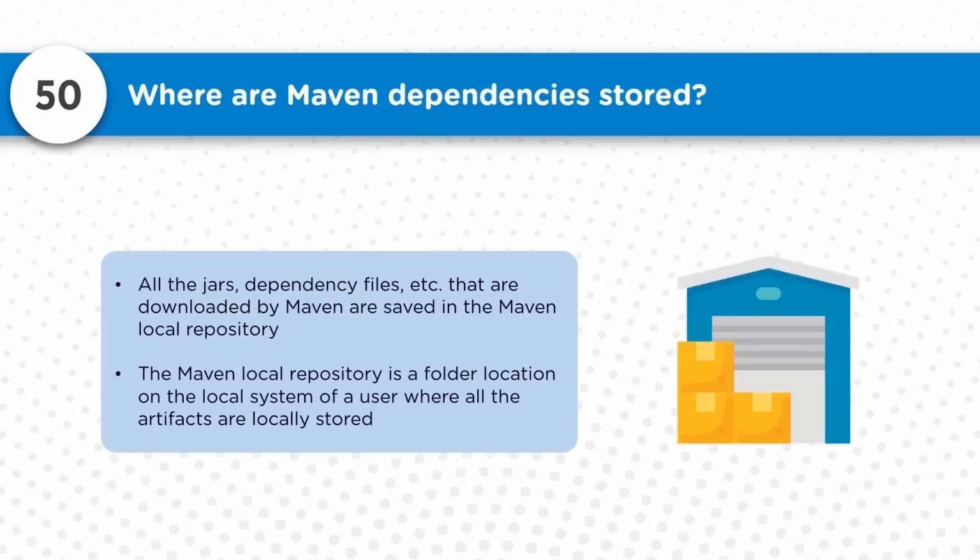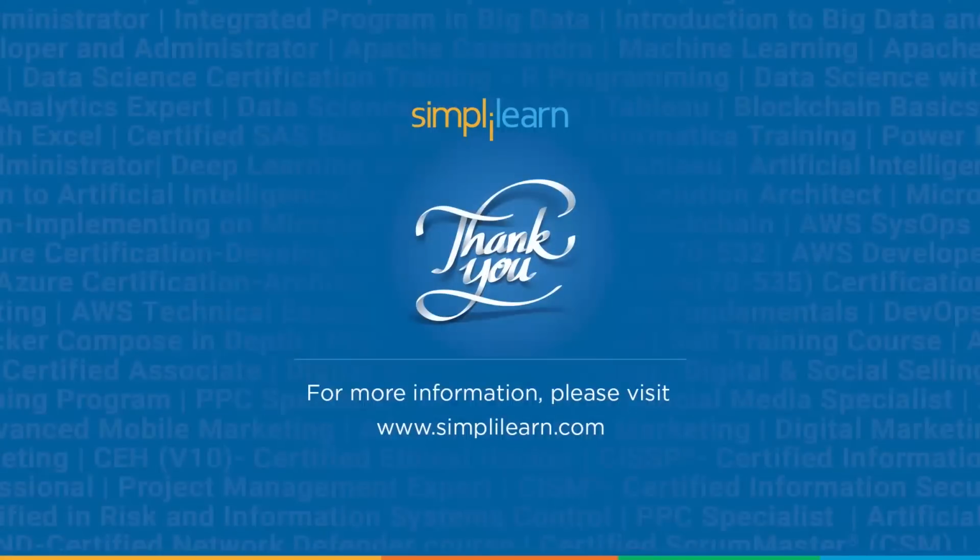Where exactly are the dependencies stored? Dependencies are stored in different locations: you have the local repository and the remote repository. The local repository is on the local developer's machine, and the remote repository is available on a server in the form of Artifactory.